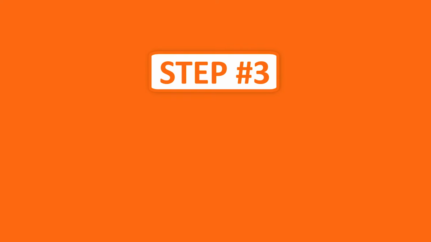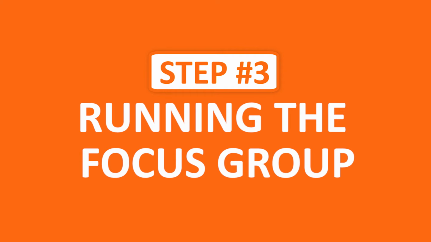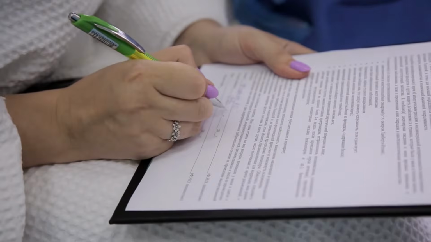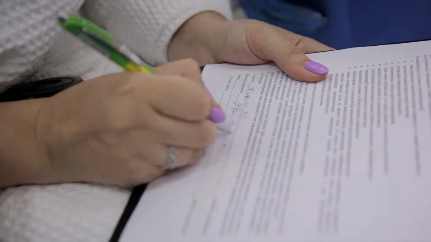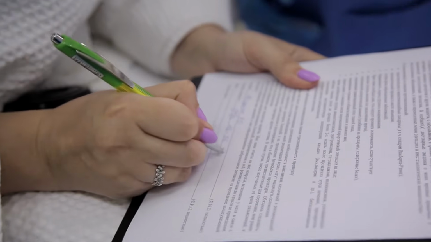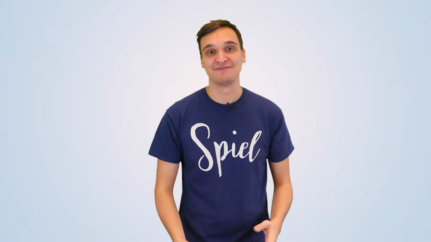And now for step 3, how to actually run that focus group. Right off the bat, you'll want to have consent forms filled out before the discussion. Trust us, everyone's life becomes much simpler when you get the paperwork out of the way. As mentioned earlier, you'll want to record the focus group either with video or sound so that you can revisit the feedback at a later date. Now, let's get into the actual process of running the group.